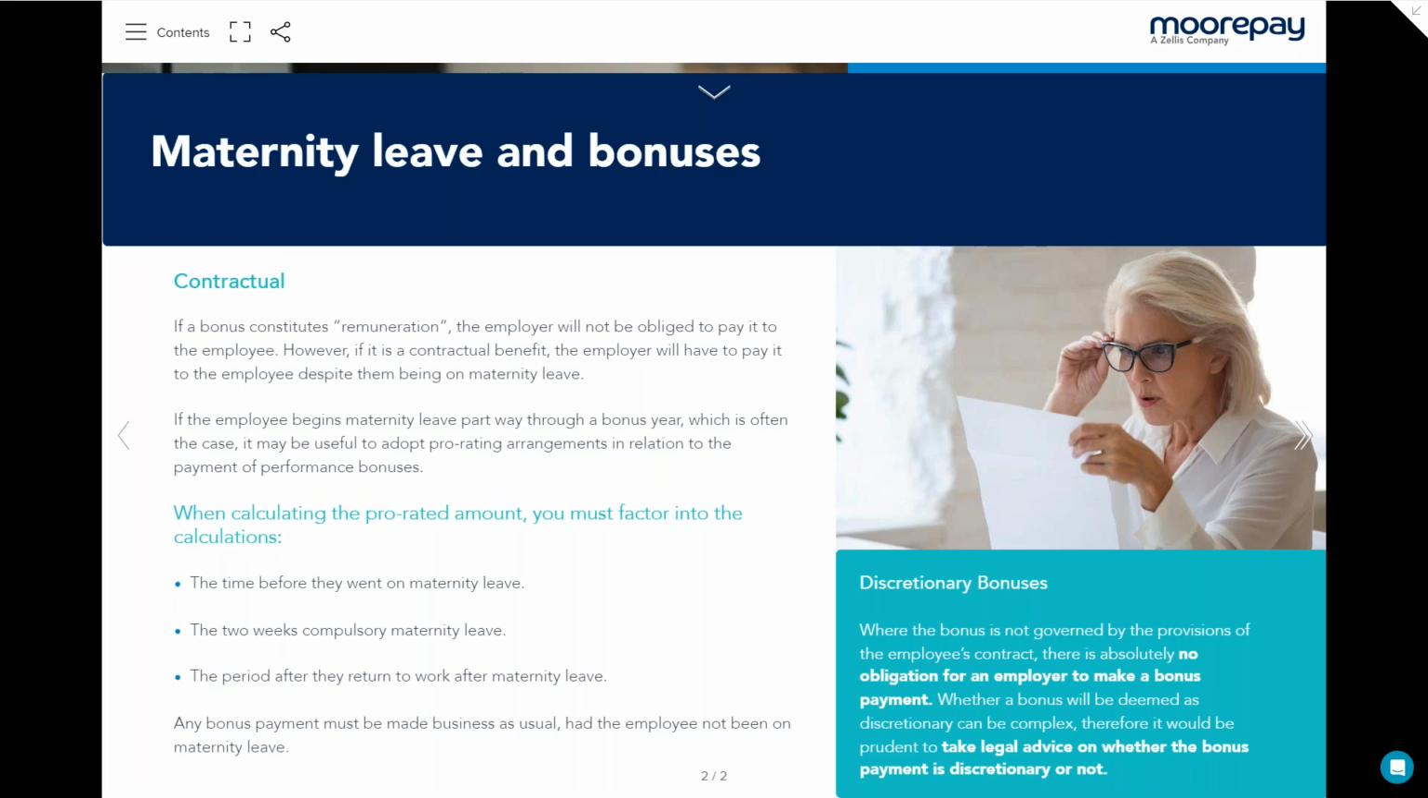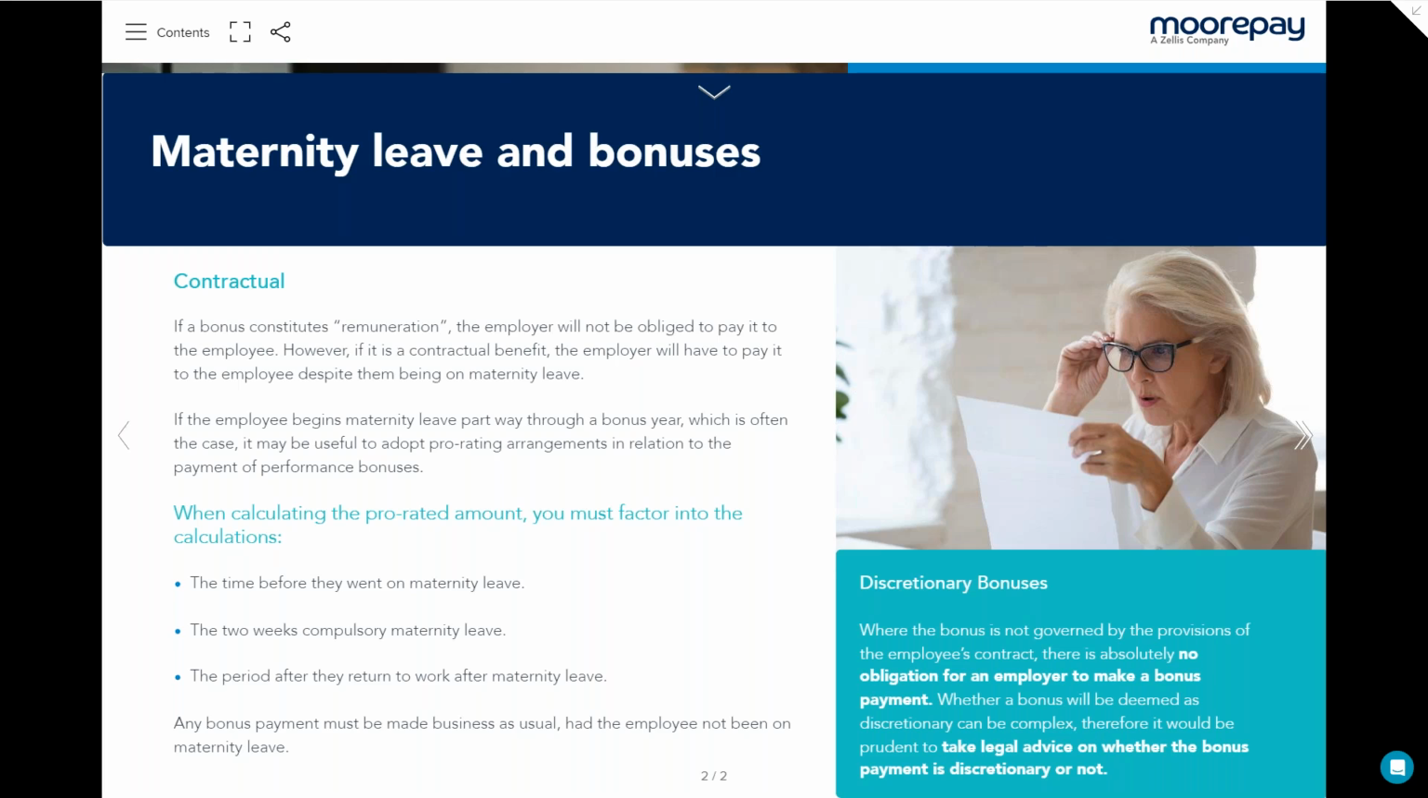So this is another grey area that does come up quite a lot. It's quite an interesting area. So what if your company pay bonuses? If a bonus constitutes remuneration, the employer will not be obliged to pay it to the employee when they're off on maternity leave. However, if it's a contractual benefit, you will have to pay it despite them being on maternity leave. If the employee goes on maternity leave partway through the bonus year, which can happen, we would advise that you prorata the payments.